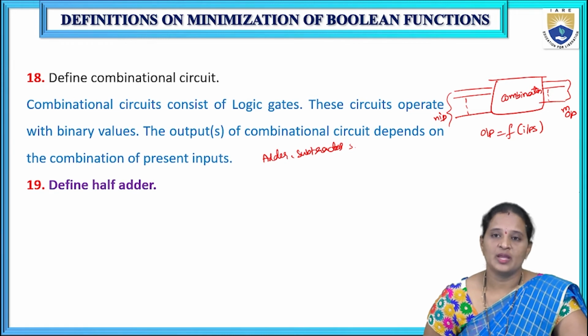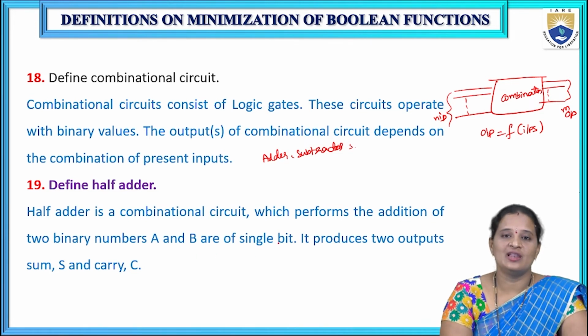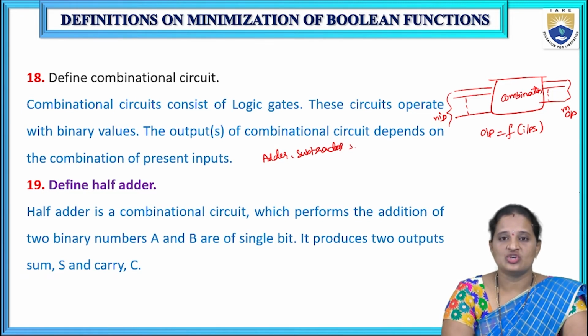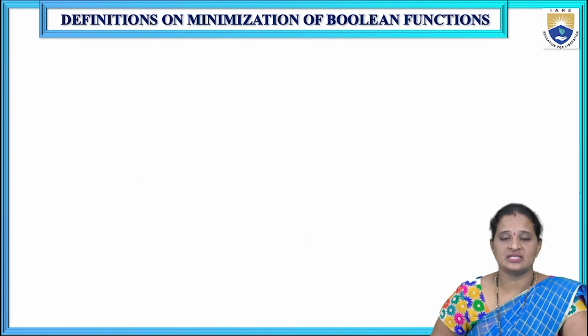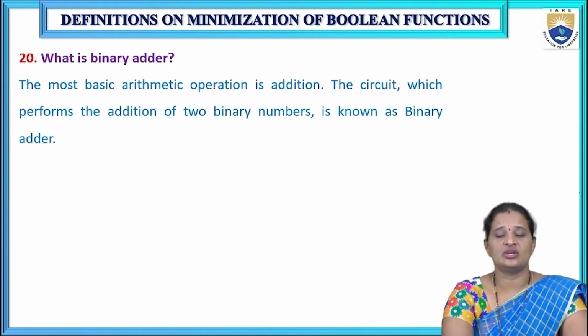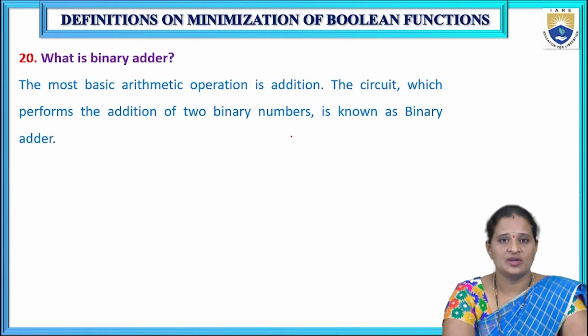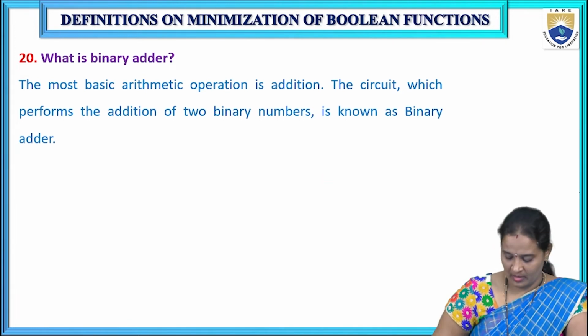Now define half adder. A half adder is a combinational logic circuit which performs the addition of two binary numbers of single bit each and produces two outputs, sum and carry. So a half adder is a combinational circuit which performs the addition of two binary numbers of single bit each and produces two outputs, that is sum and carry. Define binary adder. It is also defined as a combinational logic circuit which performs the addition of two binary numbers of more than one bit each.